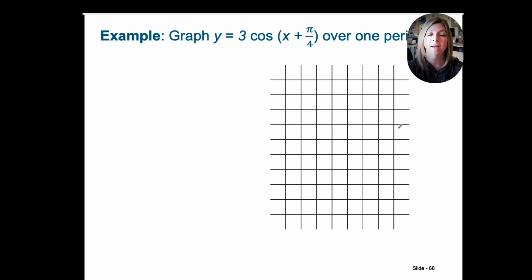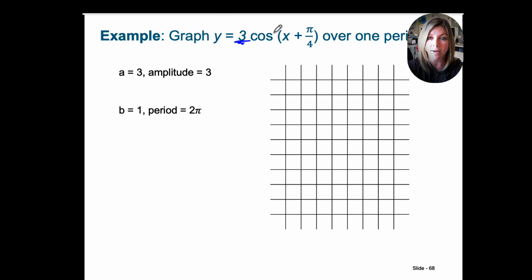All right, let's try another one. Here we have an example where we're asked to graph y equals 3 cosine of x plus pi over 4 over 1 period. Okay, so let's talk this out going in alphabetical order. A first. A is 3. It's positive, so our amplitude is 3, no reflection.